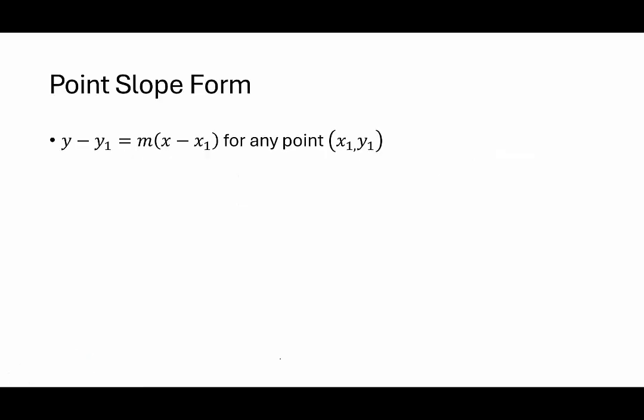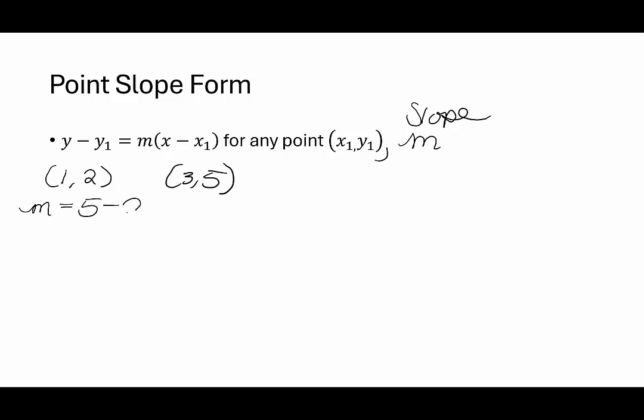All right, so the first one we're going to talk about that I use all the time is point slope form, when you're given any point and any slope m. So if I had the points 1, 2, and 3, 5, and I wanted to find the equation of the line between these 2 points, first I need to find the slope. So that's 5 minus 2 over 3 minus 1, so that's 3 over 2.